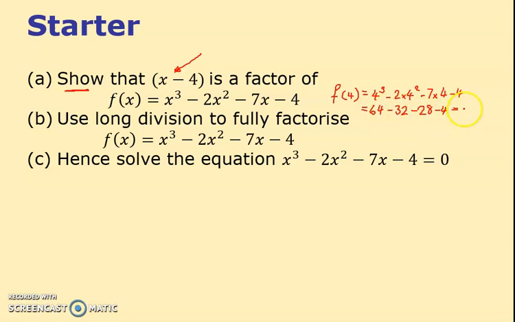If you add those together, you do get 64. You're taking away from the 64, which is 0. Therefore, x minus 4 is a factor. So notice how I'm just completing my answer properly.